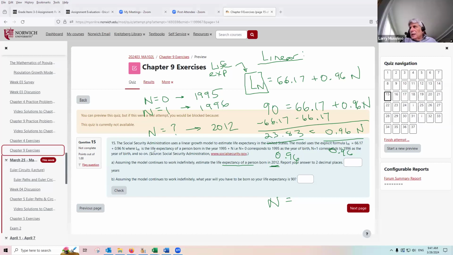Doing this, I'm coming up with n equals... Did you come up with a value of n here?